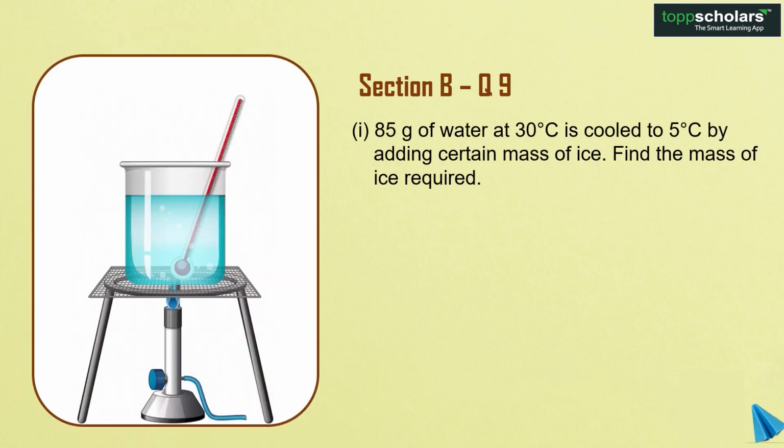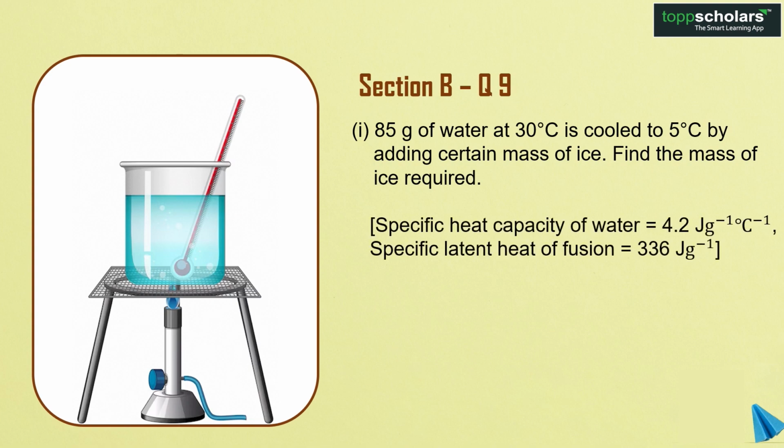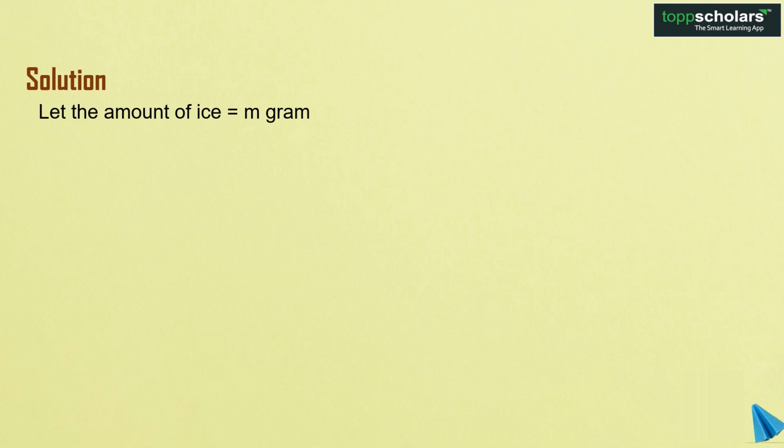So let's have a look at the 9th question of section B. 85 gram of water at 30 degrees Celsius is cooled to 5 degrees Celsius by adding a certain mass of ice. Find the mass of ice required. Now specific heat capacity of water is 4.2 joule per gram degree Celsius, right? And the specific latent heat of fusion is 336 joule per gram. So here, let the amount of ice be m grams.